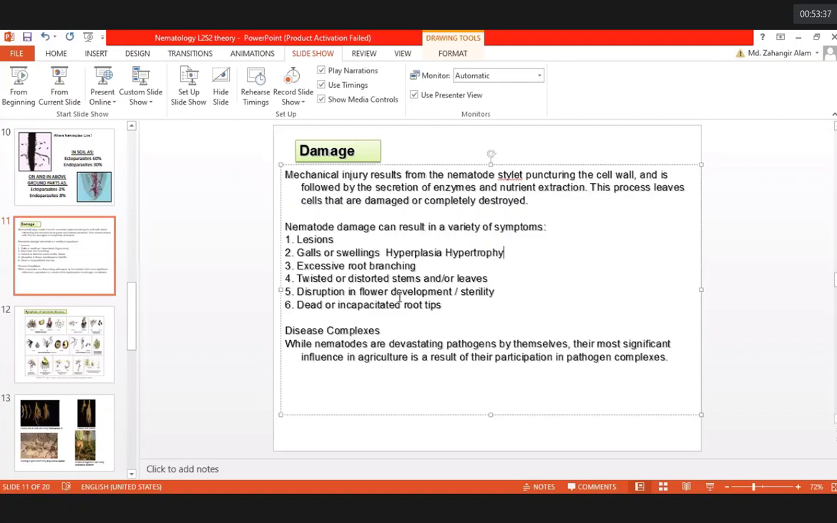And why does this sterility or disruption in flower development or fruit development happen in nature? Do you know why the plant becomes sterile? Anyone, can you tell me? No, sir. Okay, mind it, and listen carefully.